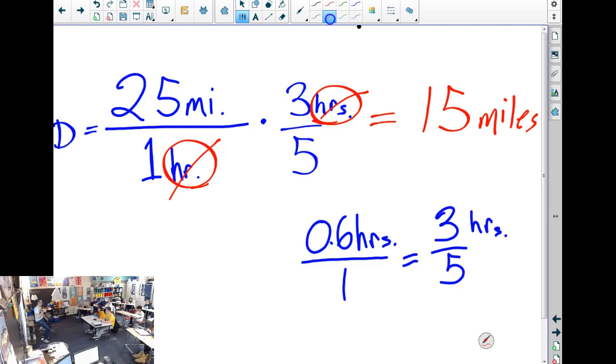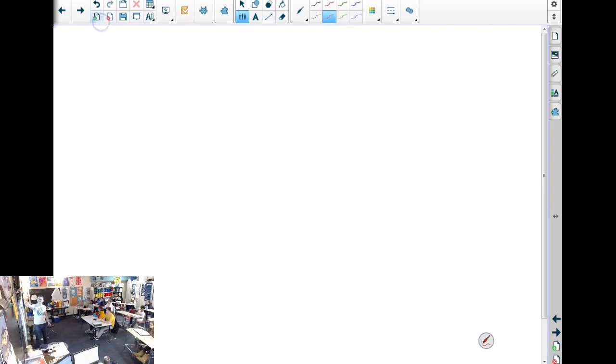Great. How many feet are in a yard? 3. How many inches are in a foot? 12. How many inches are in a yard? 36. How many feet are in a mile? A lot. No, it's 5,280. Write this down. Because we're going to start talking about distances. 1 mile.